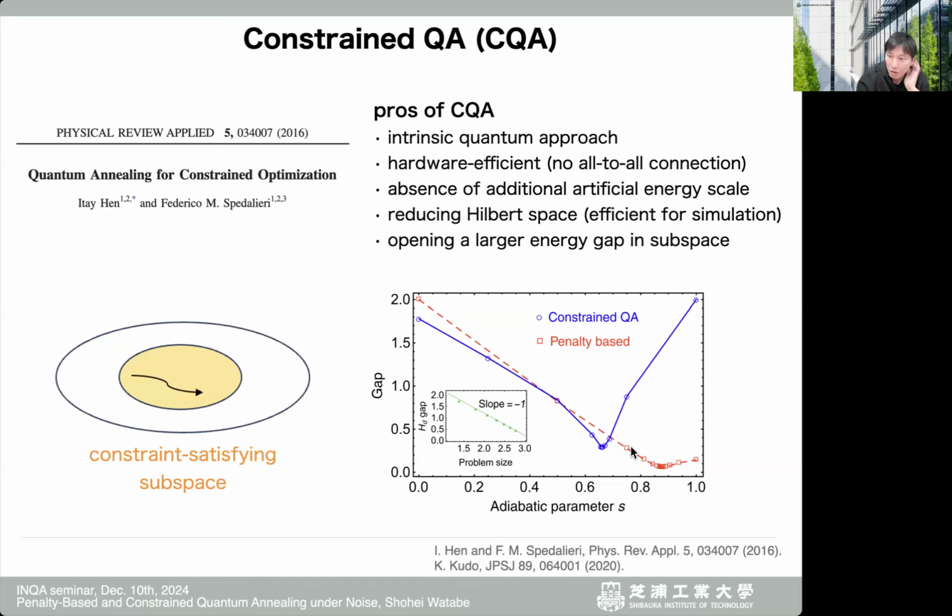So here is the energy gap during the annealing process. The blue line is the constraint QA, CQA, and red is the penalty-based one. So CQA has the opposite, a wider energy gap. And we expect that the CQA has good performance.